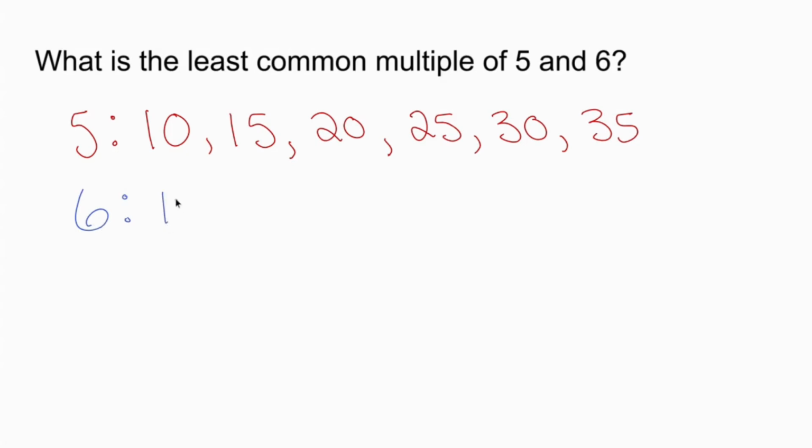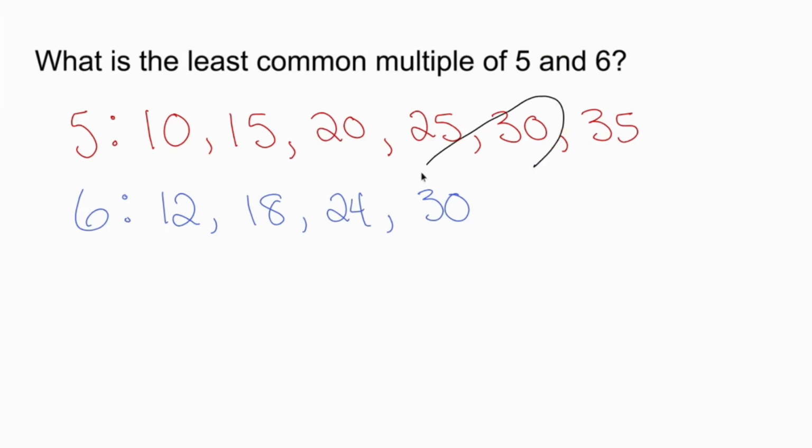6 times 2 is 12. 6 times 3 is 18. 6 times 4 is 24. 6 times 5 is 30. Ooh! Now I have a 30 down here and a 30 up there. And 30 is the first number that shows up in both lists that's in common.